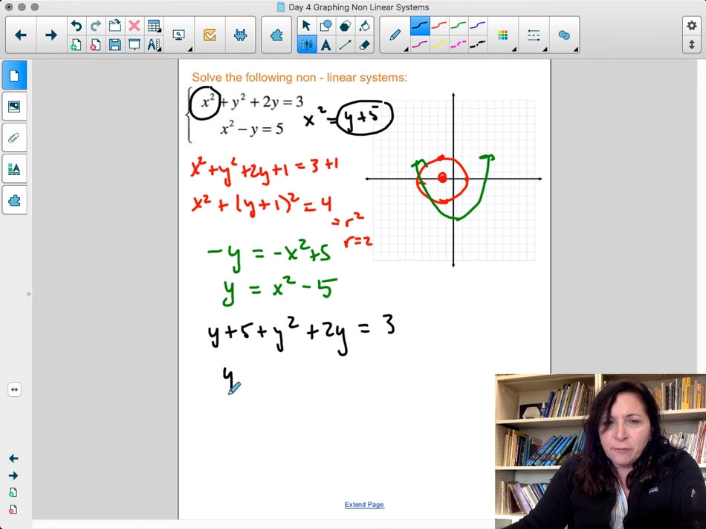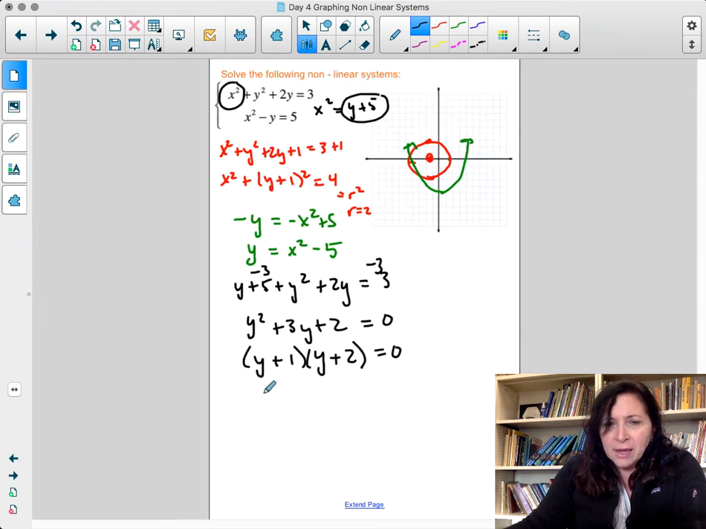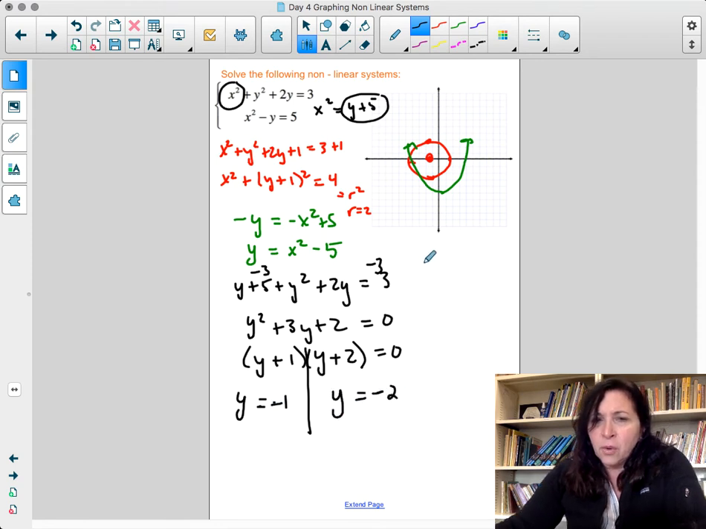So let's see here. I have y squared plus 3y. I'm going to subtract 3 from both sides, and I get plus 2 is 0. I get y plus 1 times y plus 2 is equal to 0. Split this up, I get y is equal to negative 1, and y is equal to negative 2. And so that means that my y values are going to be negative 1 and negative 2.